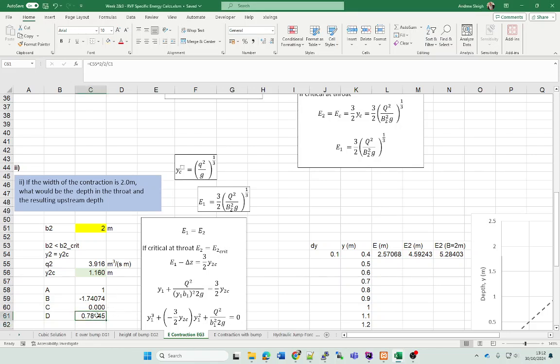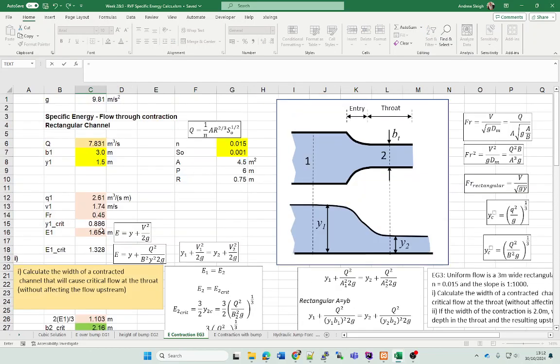No, it's not that. Forget that one. It's equal to Q2 squared divided by B1 squared, to get a lowercase q divided by 2 divided by g.